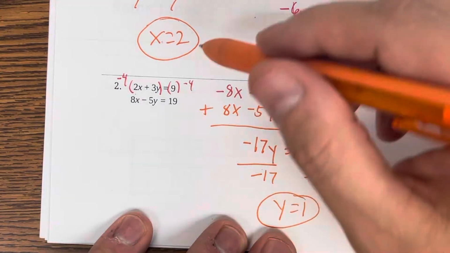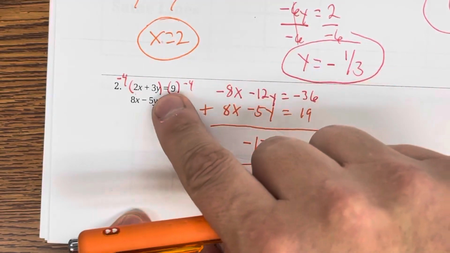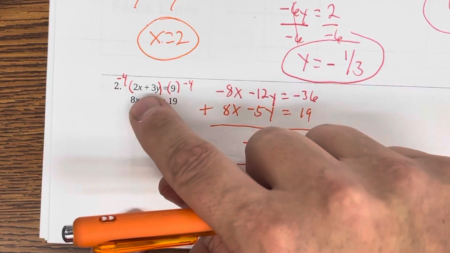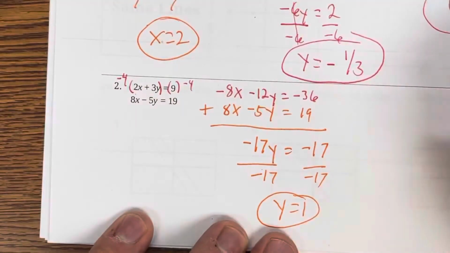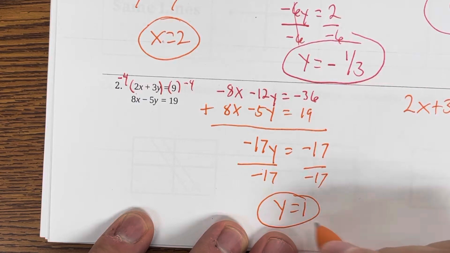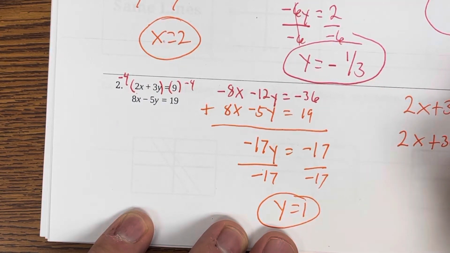Now I'm plugging it back into the original equation up on the top. I could plug it into this one, this one, this one, this one. It doesn't really matter. I'm going to take the very top one that I started with, 2x plus 3y equals 9. Plug y in. 2x plus 3 times 1 equals 9.